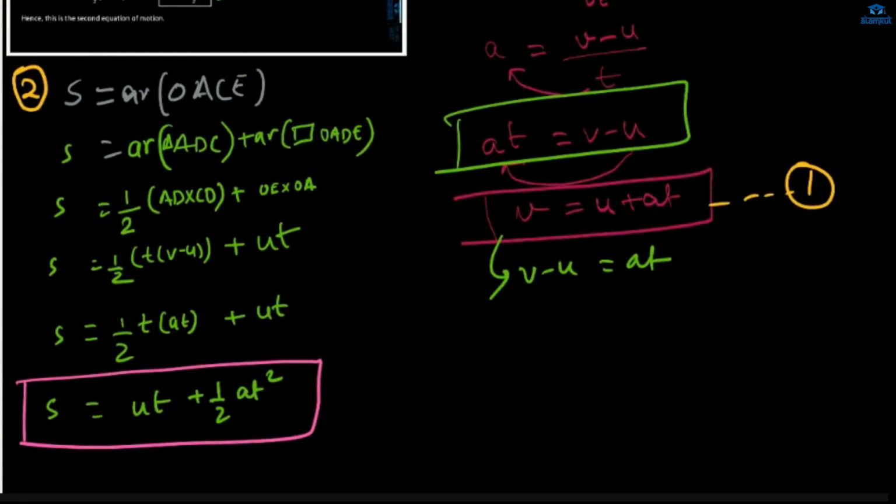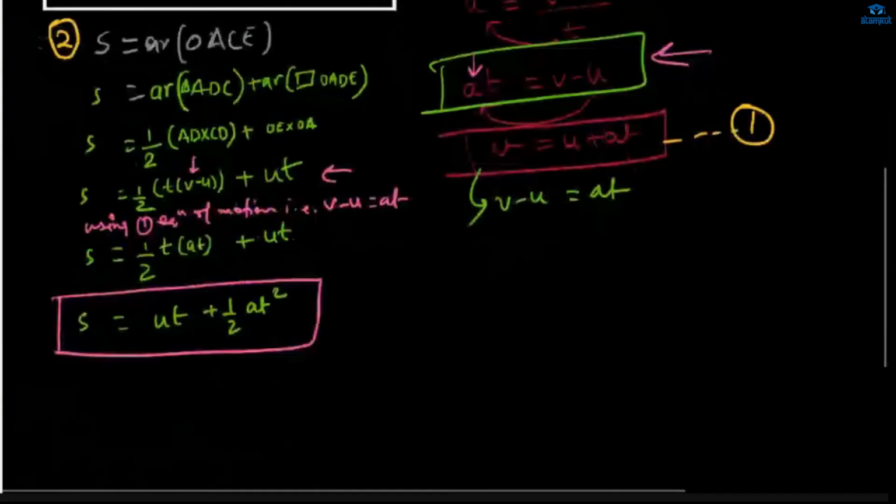Ma'am, after S equals half AD into CD plus, after the third step. Yes, ma'am. In place of V minus U, I have written AT, from the first equation of motion. Here you will write using the first equation of motion V minus U is equal to AT. So writing AT in place of V minus U because we have to eliminate this V from this equation, because we don't want V here. Okay, is it fine?